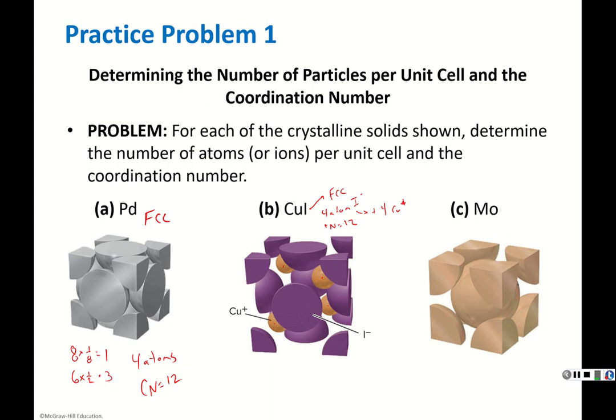And then finally, we have body-centered cubic for molybdenum. Remember that we have 1/8 at each of the corners and 1 full atom in the center, so that is 2 atoms per unit cell. And the coordination number here, if you remember, is 8.